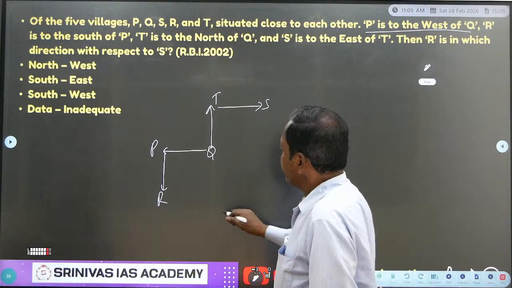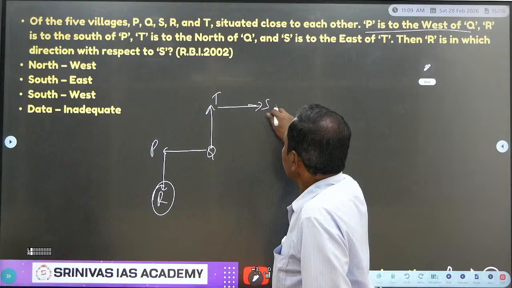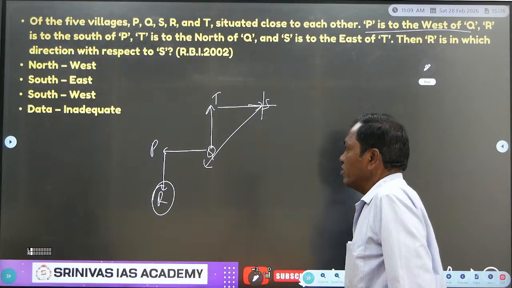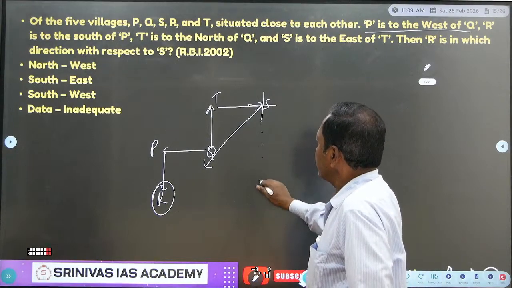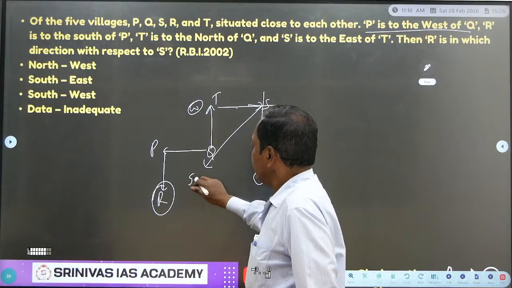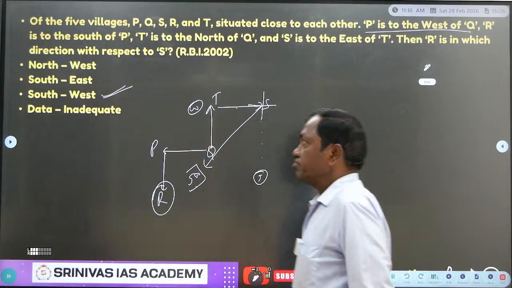Then R is in which direction with reference to S? South, west. Southwest. Okay. This is south, this is west, this is southwest. It's like this.